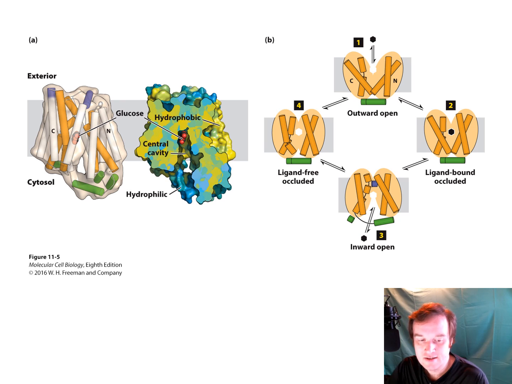So let's look at a model here of a uniporter transport, which transports glucose across the cellular membrane. This is a side view of the full-length human GLUT1 protein, and it's in its inward open conformation here on the left-hand side. The cut open view of this protein shows the surface electrostatic potential, where these different colors show the different kinds of charges within this molecule.